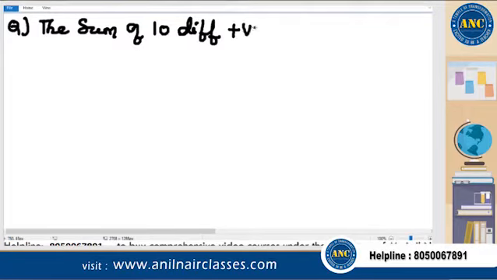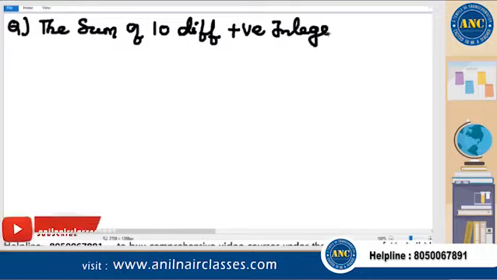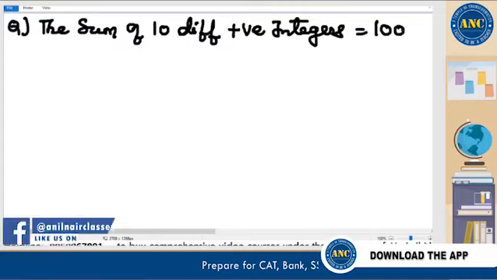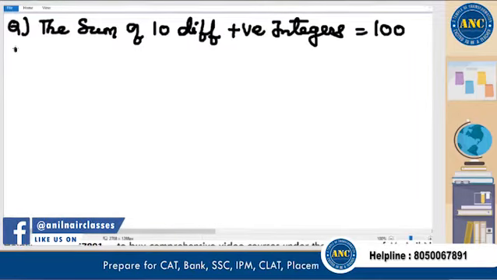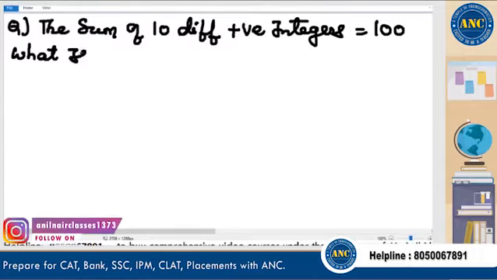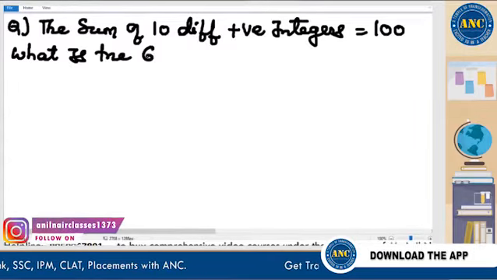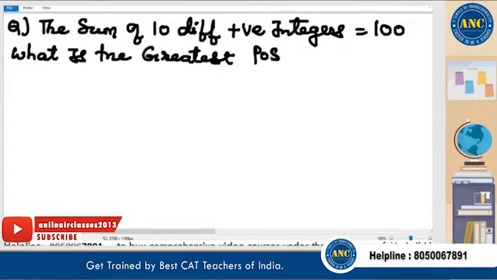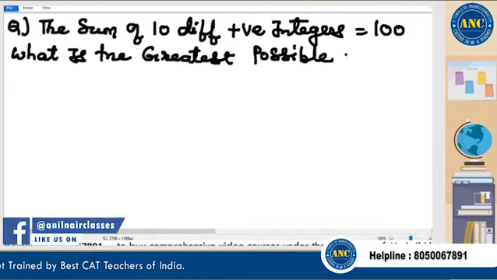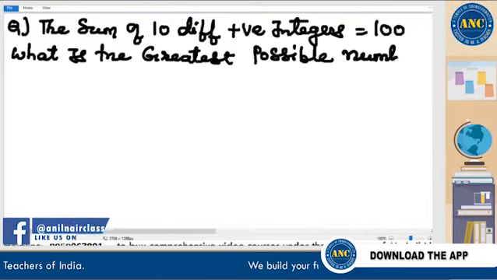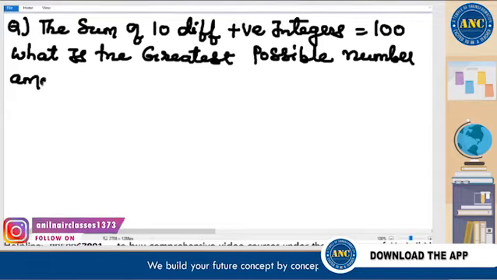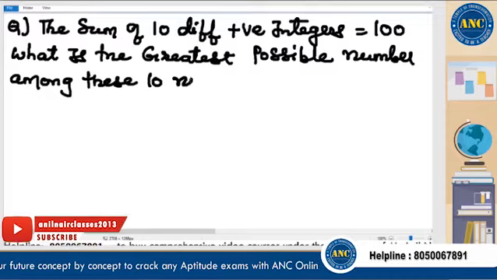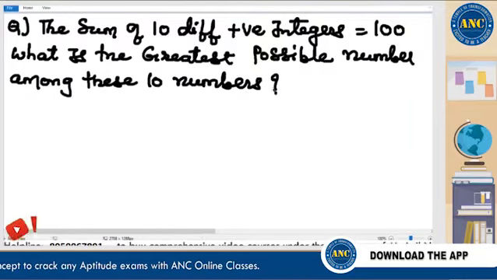Sum of 10 different positive integers is 100. What is the greatest possible number among these 10 numbers? Original Staff Selection Commission question. Beautiful question, sir.